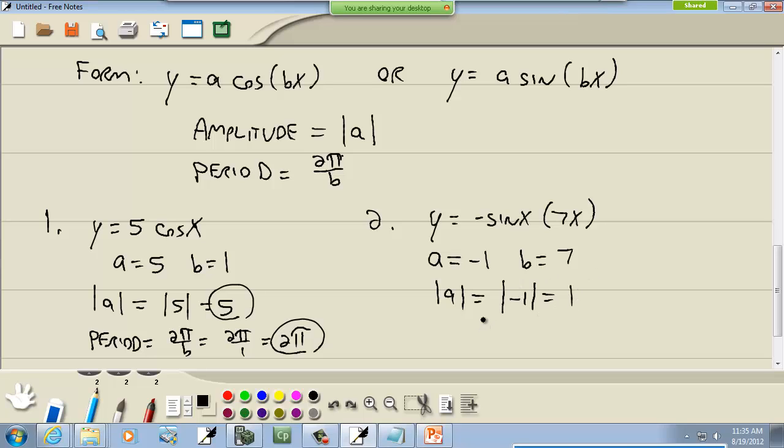Now this is going to bounce back and forth between negative 1 and 1, but let's do something a little bit different. If you remember what happens when you have a negative out in front of your function from college algebra, it reflects across your x-axis. So it's still bouncing between negative 1 and 1, it just looks like it's upside down type of deal. Now our period is 2 pi over b, and b we said was 7. So those would be our answers.